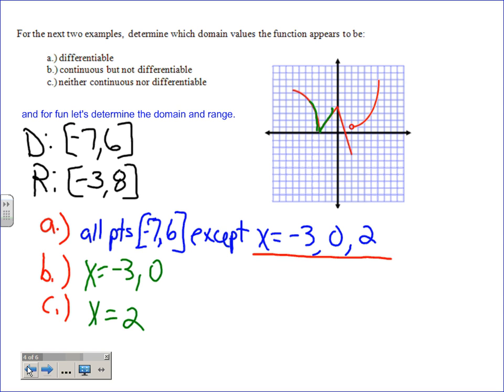Had it not been in the domain like one of these, we would have taken care of that way up here. And this would have been different. Yeah, because we would have taken care of that. As it even says here, determine which domain values, right here. So if it's not in the domain, you don't have to say it, because you've already gotten rid of it.